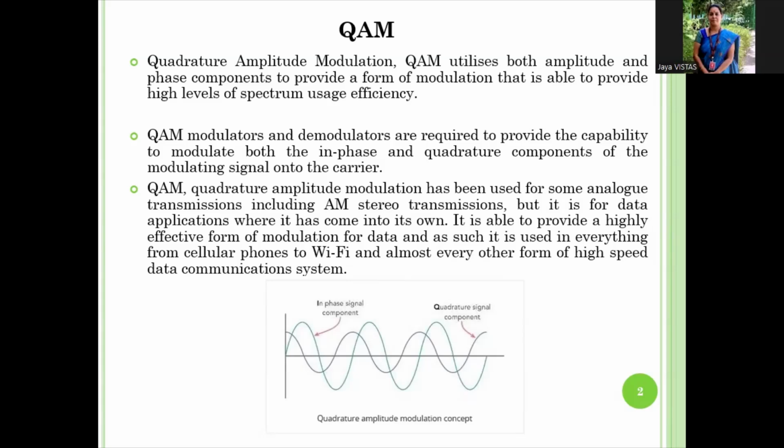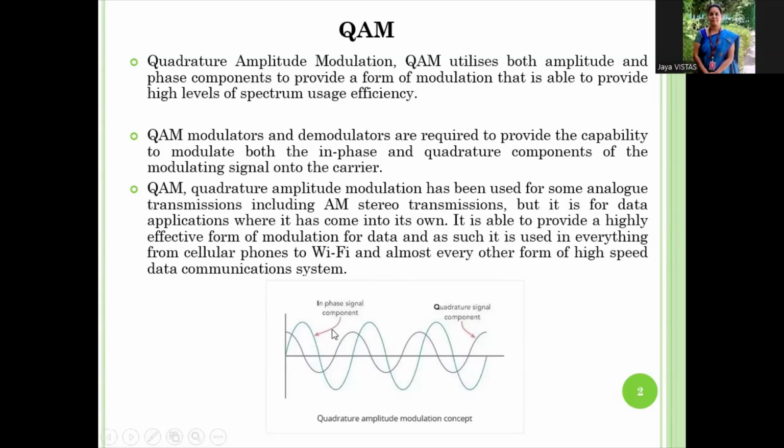The quadrature modulators and demodulators are required to provide a capability to modulate both the in-phase and quadrature phase components. That means 90 degrees in phase and out of phase, quadrature components of the modulating signal on the carrier. This modulation can be used for some analog transmissions, including AM and FM stereo, but for data applications it has come into its own. It is a highly effective form of modulation for data, and it is used in everything from cellular phones to Wi-Fi and almost every other form of high-speed data communication system.